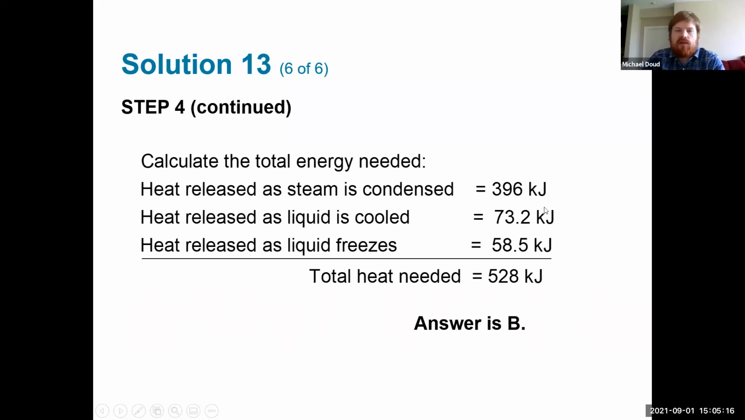Okay, so all we have to do now is add it all together. We got 396 plus 73.2 plus 58.5. The correct answer at the end should be 528. And again, check your rules here. We know this one to the ones digit, the tenths digit, and the tenths digit. We have to round our answer to the ones digit.